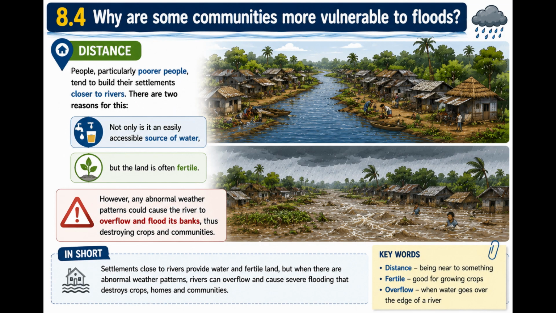Why are some communities more vulnerable to floods? Distance. People, particularly poorer people, tend to build their settlements closer to rivers. There are two reasons for this. Not only is it an easily accessible source of water, but the land is often fertile. However, any abnormal weather patterns could cause the river to overflow and flood its banks, thus destroying crops and communities.